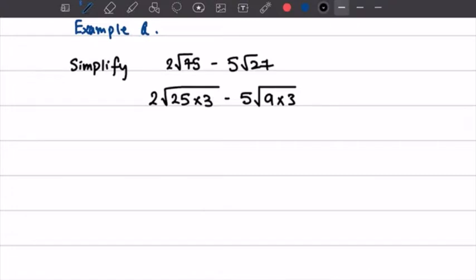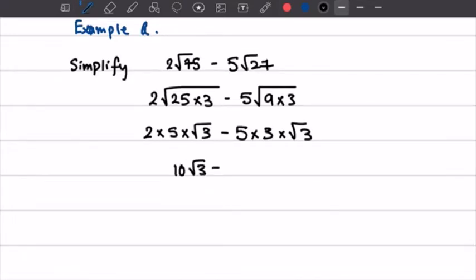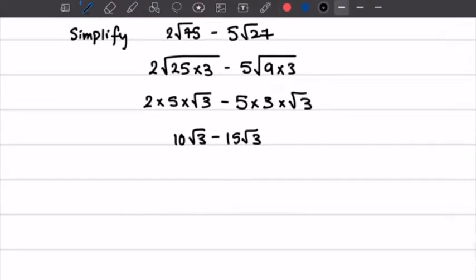Now you can see that square root 25 is just 5, so you can write that as 2 times 5 times square root 3 minus, you can see that square root 9 is just 3, so you have 5 times 3 times root 3. So 5 times 2 is 10, so you have 10 root 3 minus 5 times 3 is 15, so you have minus 15 root 3. 10 minus 15 is negative 5, so you have minus 5 root 3.